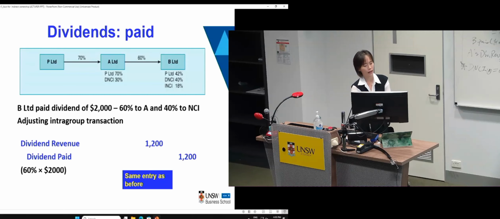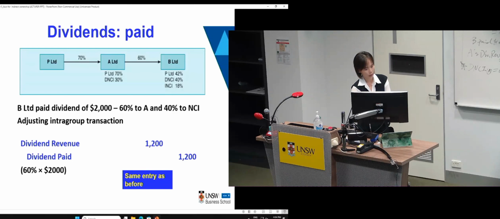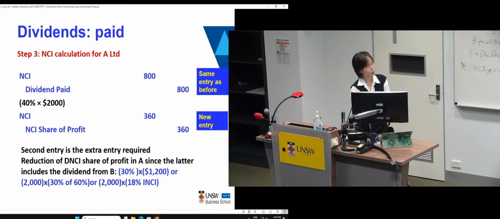Now the elimination of this dividend revenue here, you can see, reduces A's current year profit by 1,200. When A's profit decreases, NCI in A should also decrease, right? Now that's the reason why you have this new entry, additional NCI adjustment. So this is adjustment of NCI in A, right? So NCI in A is reduced by 1,200 multiplied by 30%, which is 360. So you debit NCI in A. Why is that? Because NCI share of A's current year profit decreases.